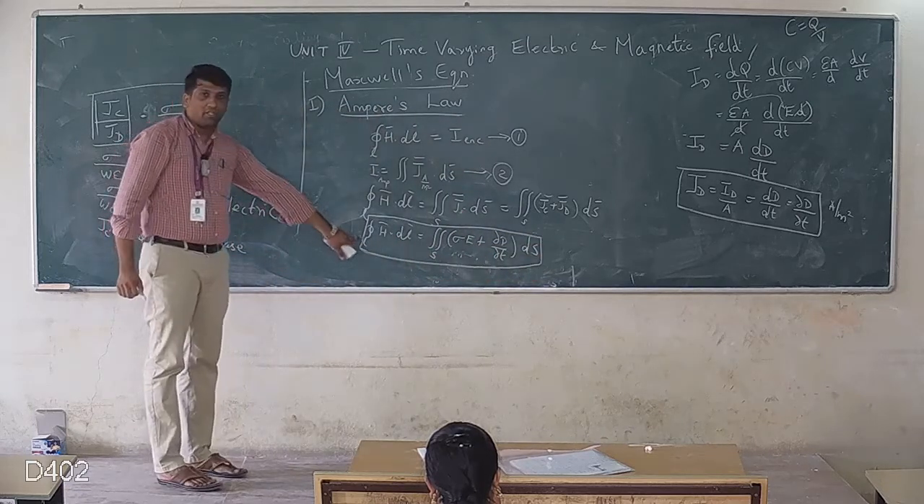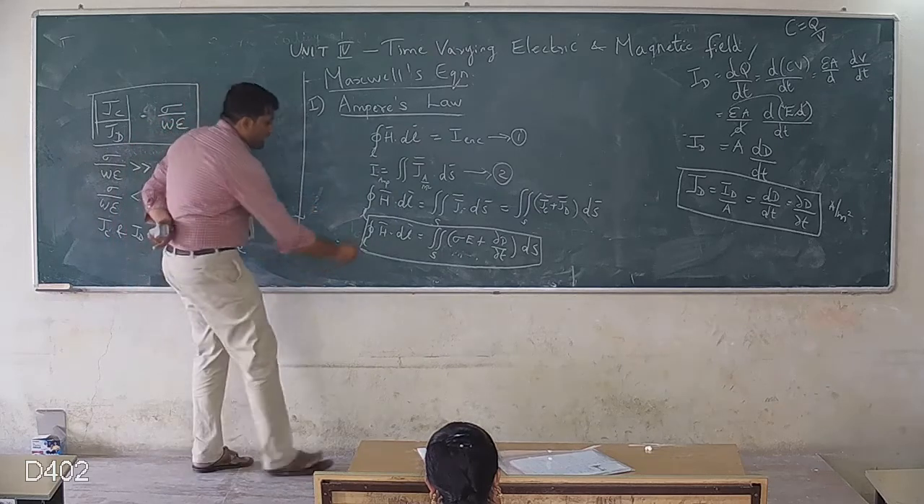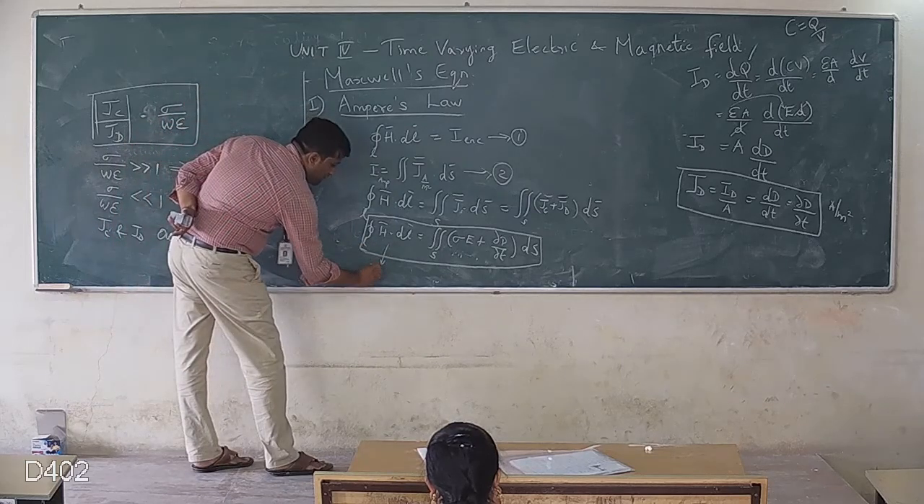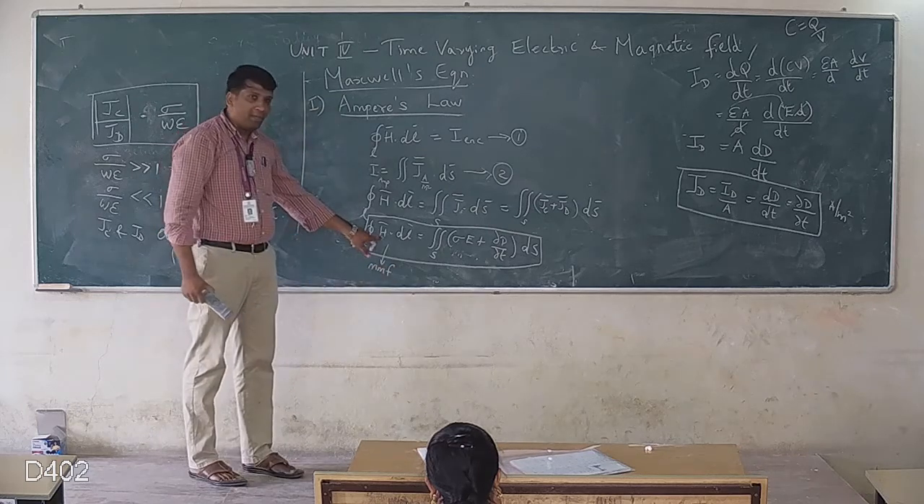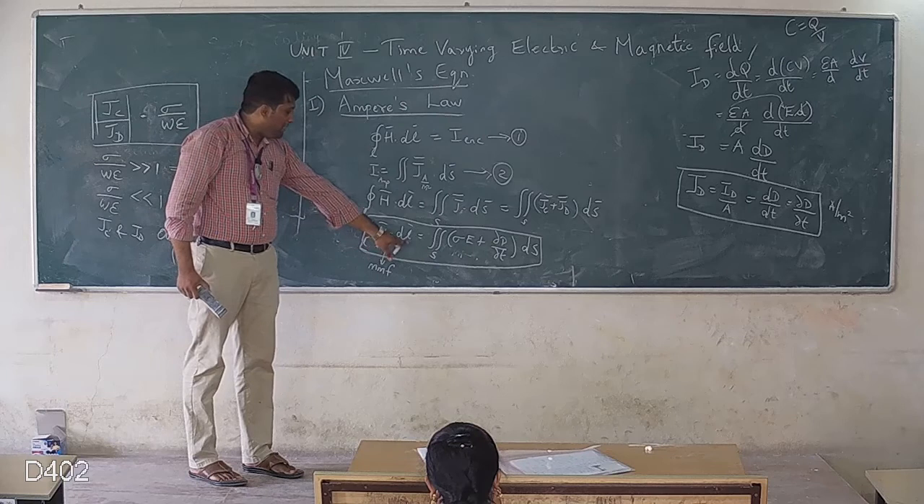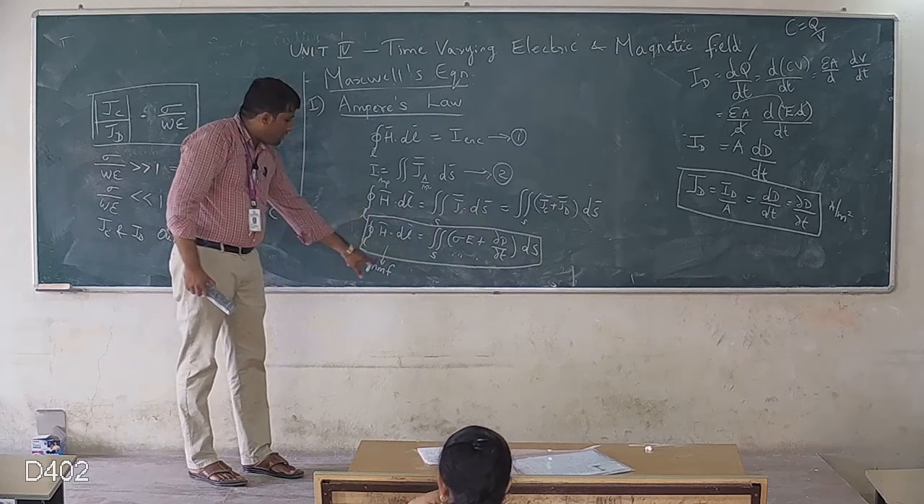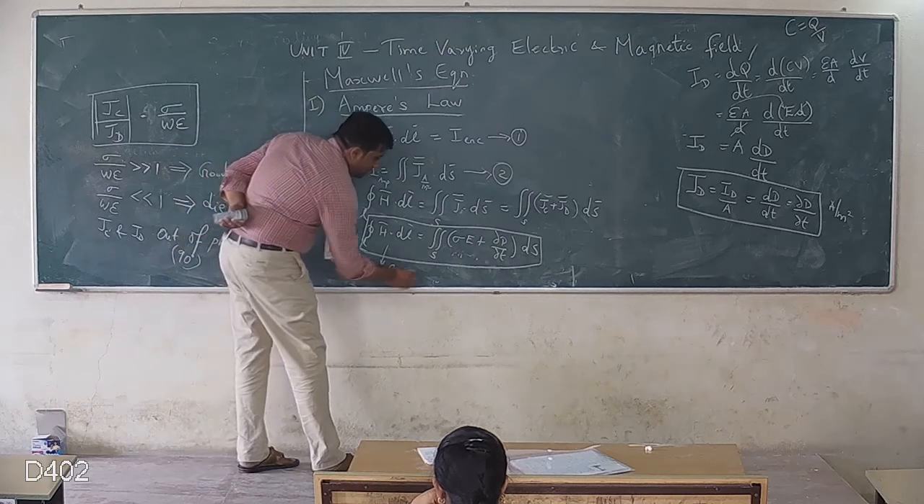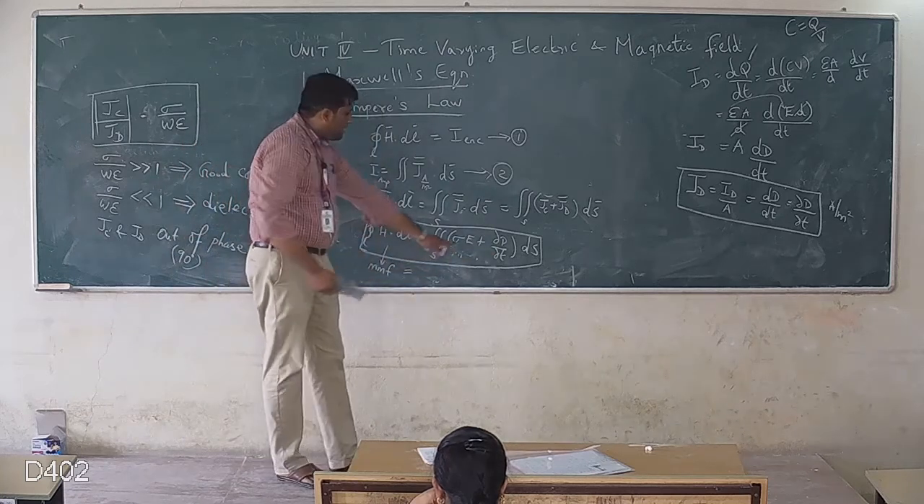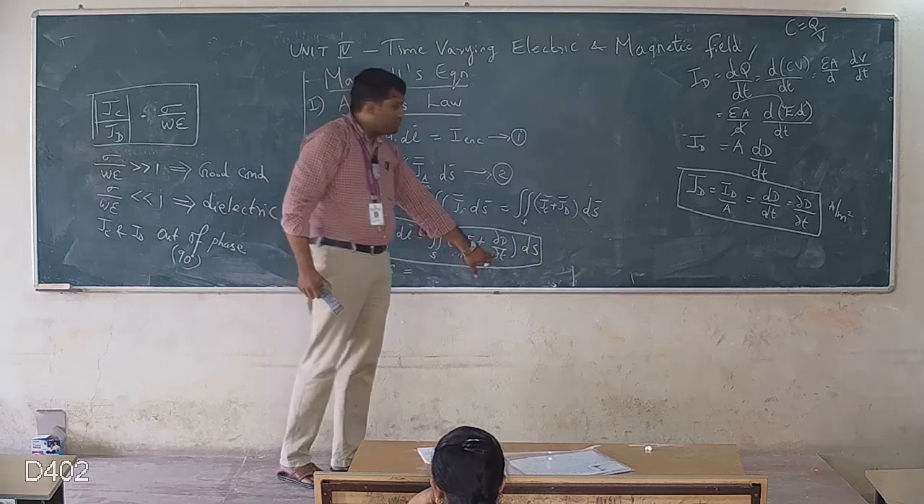So Maxwell's equation using Ampere's law states that it is nothing but MMF, magnetomotive force. So what is the unit of H? Ampere per meter. dl is nothing but meter, so it will become current. So current can be written as magnetomotive force, which is equal to the sum of current densities, the sum of conduction current density and displacement current density.